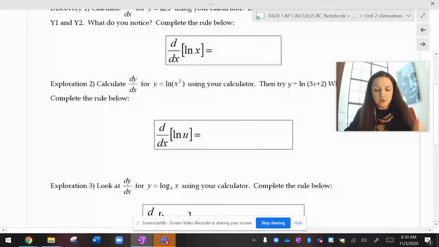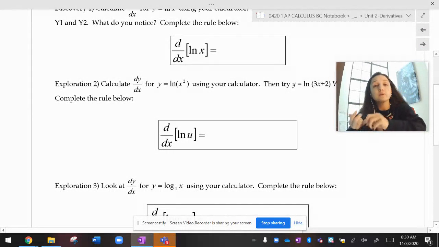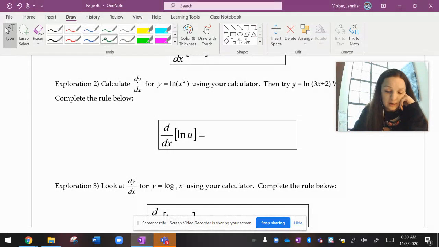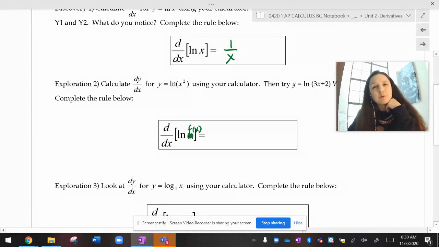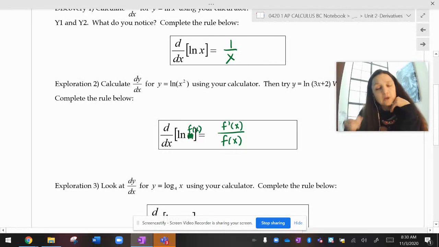So what if I want to take the derivative of ln x? In the previous video, we figured out that the derivative of ln x is just going to be 1 over x. What if instead of ln x, though, you have ln u, or again, we've been changing these u's to f of x's because I think it makes better sense. So if I want the derivative of ln f of x, the rule is f prime of x over f of x. The derivative of an ln is the derivative of the end over the end.